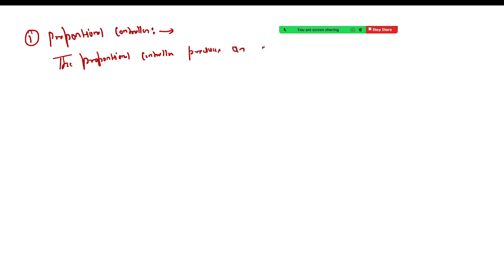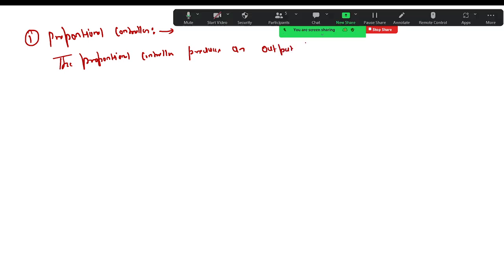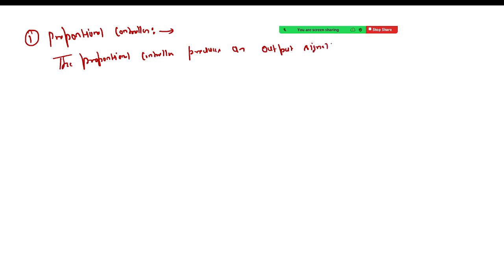So first, let's try to discuss the proportional controller. The definition of a proportional controller is: the controller produces an output signal that is proportional to the error. Where error is the key that I discussed right now.